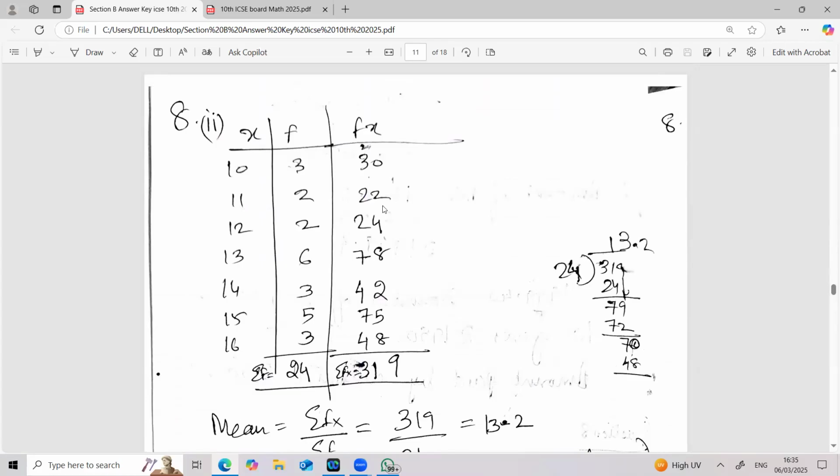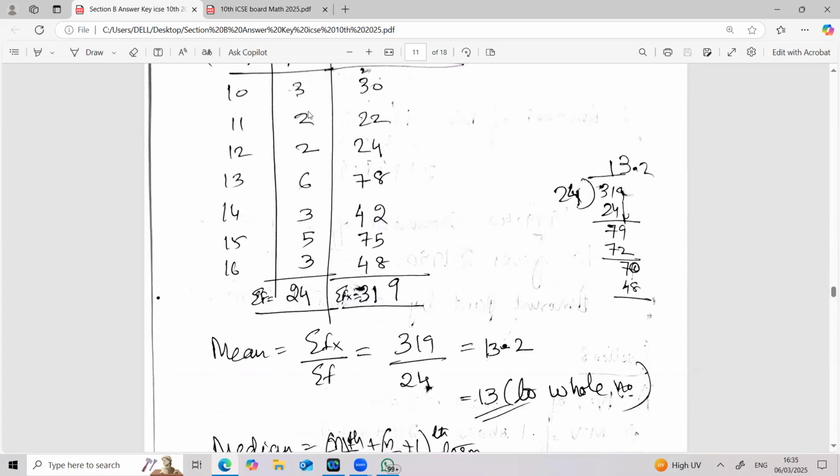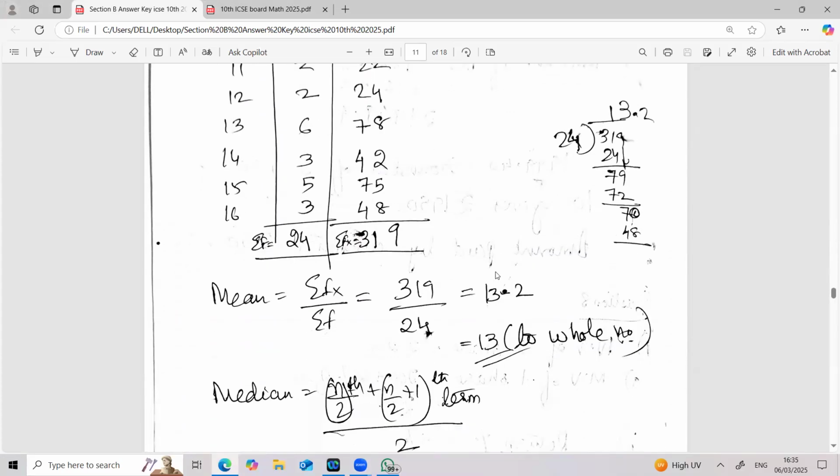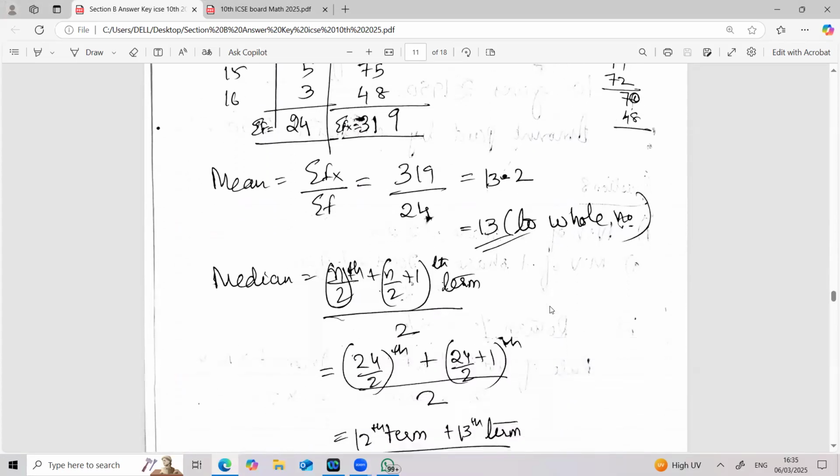I'll use the direct method. Mean is equal to summation fx by summation f. Okay, 13.2, so 13 to the whole number.